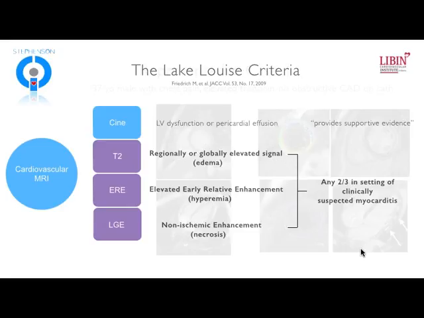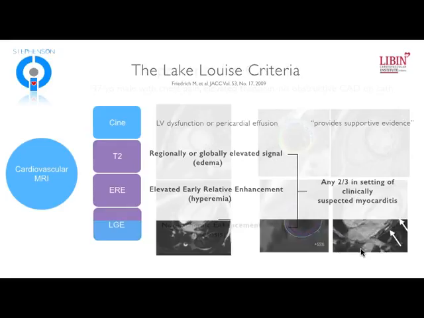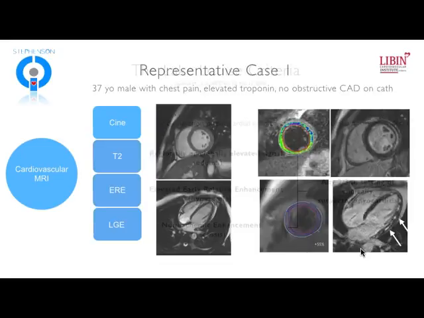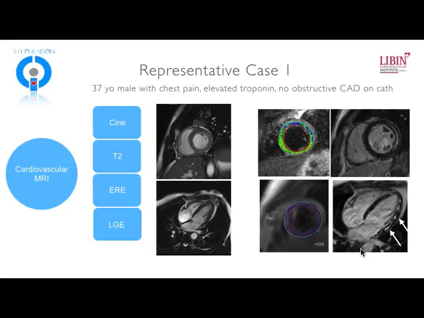What we came up with was really 3 criteria that we felt if 2 out of those 3 were met, we would have a high sensitivity and specificity for acute myocarditis. Those being T2 weighted imaging, suggestive of either regional or global edema, early relative enhancement, suggestive of hyperemia, and late gadolinium enhancement in a typical subepicardial or mid-wall pattern. And if 2 out of those 3 were met, we had fairly strong confidence that the patient had, in the right clinical setting, acute myocarditis. So let's see how that pans out.